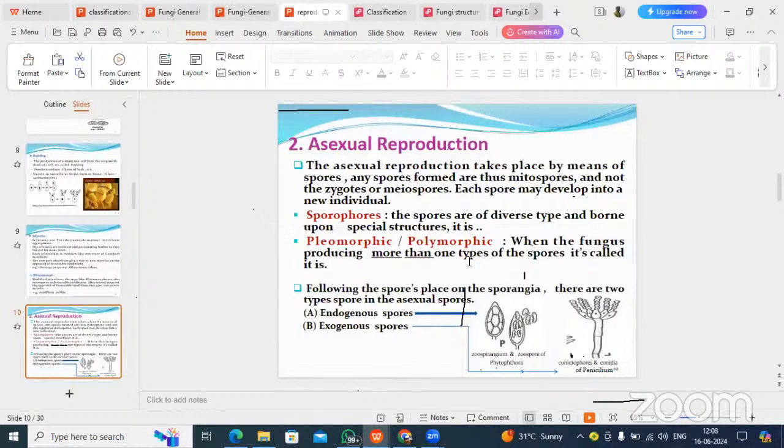And next is asexual reproduction. Asexual reproduction takes place by spore formation, either mitospores or meiospores. That means meiotic division spores or mitotic spores, whatever it is, the spores. The sporophores.